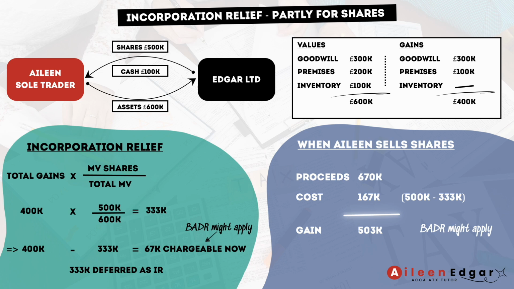That's going to be a bigger gain because we've got the deferral of the gain from my assets from that whole sole trade business that I incorporated, and they've been rolled into the gain on the shares that I'm now selling. Again, we could have business asset disposal relief applying to the sale of the shares in this situation.